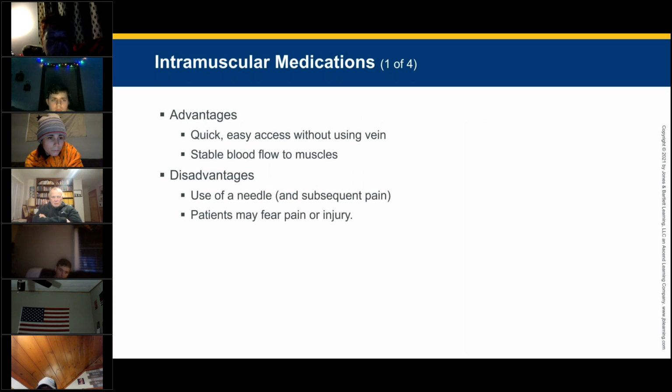Intramuscular medications. Some of the advantages: it provides quick and easy access to the circulatory system without the need for placing a needle within the vein. Blood flow to the muscles is relatively stable even during circumstances of severe illness or injury. And the disadvantages are the use of a needle and the subsequent pain.